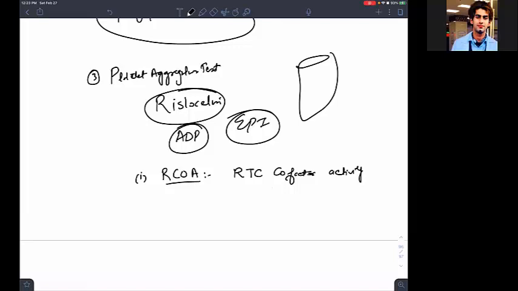Okay. And you just have to remember from this point that if someone is having Bernard-Soulier disease, or if someone is having a VWD disease, this will show an abnormal result. So remember, this is abnormal if I have a deficiency of von Willebrand factor, or if I have Bernard-Soulier disease.